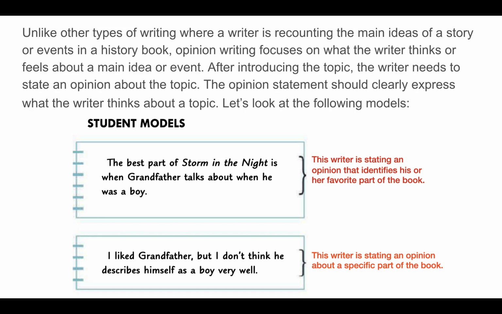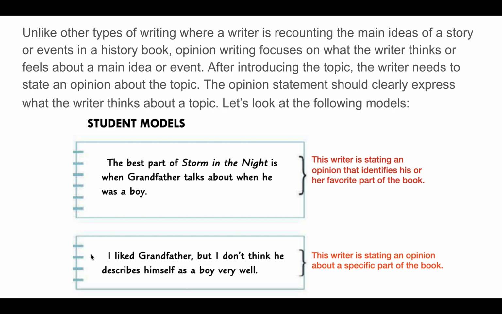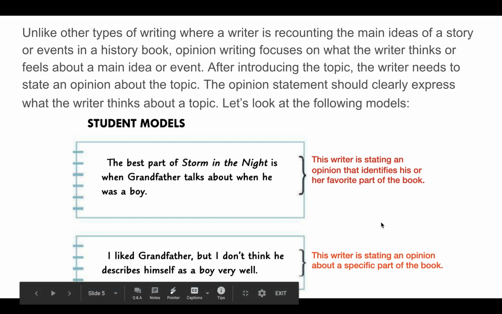Let's look at the following models. In this first one, it says, the best part of Storm in the Night is when grandfather talks about when he was a boy. The writer is stating an opinion that identifies his or her favorite part of the book. And second, I liked grandfather, but I don't think he describes himself as a boy very well. The writer is stating an opinion about a specific part of the book.